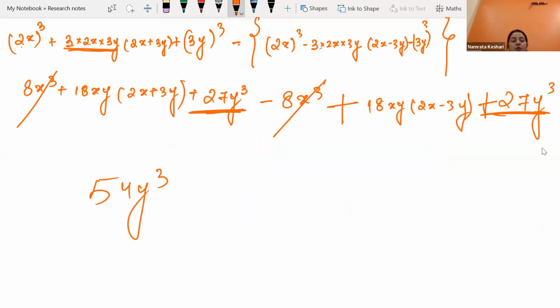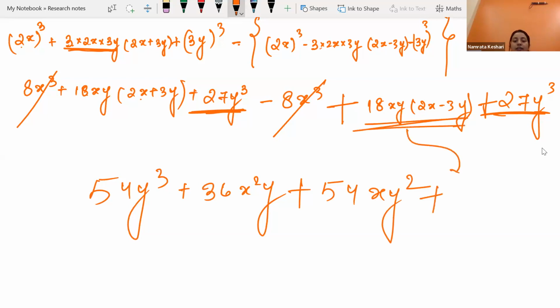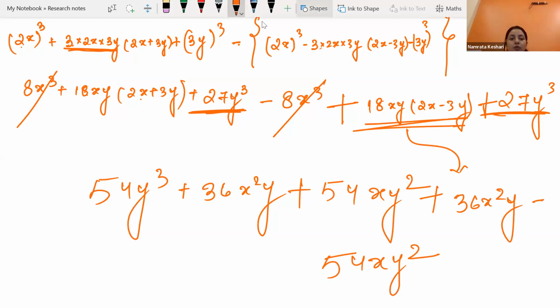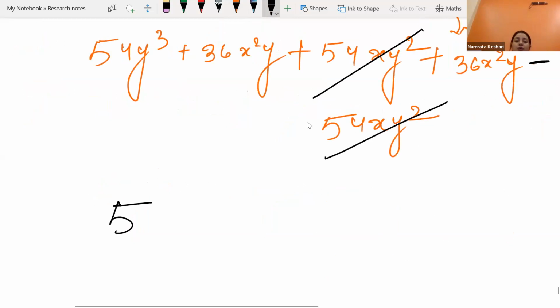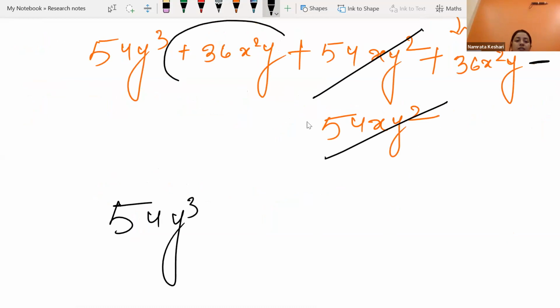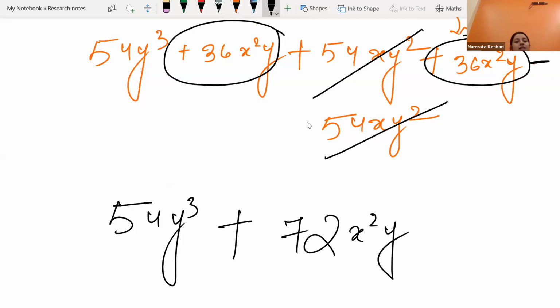Now we will apply the distributive property, we'll open the bracket. So we will be having 18 2 times 36 x square y plus 18xy into 3y, 54xy square. Here also we will be having plus, from here we'll be having 18 2 times 36 x square y, and then we will be having 18 3 times 54xy square. And again we will check, if anything is getting cancelled out, we will cancel them out. So 54xy square, 54xy square, one is positive, another is negative, you can see. It is getting cancelled out and we are just left with 54y cube. And here 36x square y and 36x square y will be 72x square y. Yes, Sazia, this is perfect.